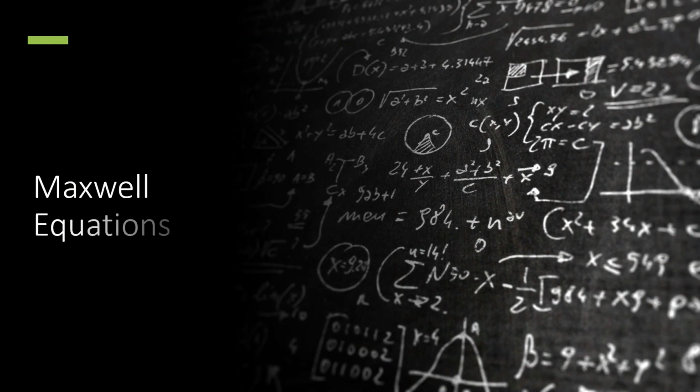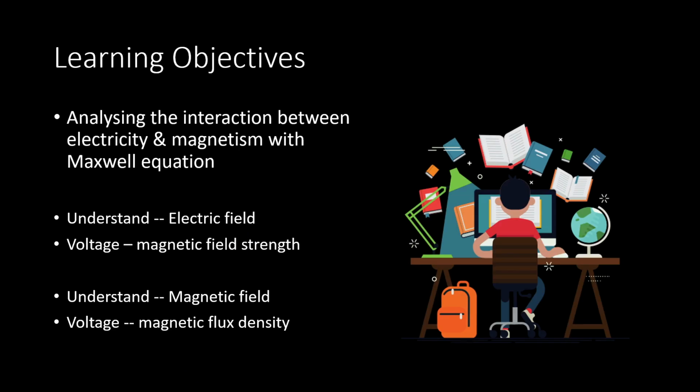In this video, we are going to talk about one of the simple Maxwell equations, which is related to the behavior between electric field and magnetic field. So first, we are going to understand what is electric field and the meaning behind it. We will introduce a concept of voltage and how the voltage is related to the electric field strength. And secondly, we are going to introduce the concept of magnetic field, especially magnetic flux density, and how this could relate to voltage.